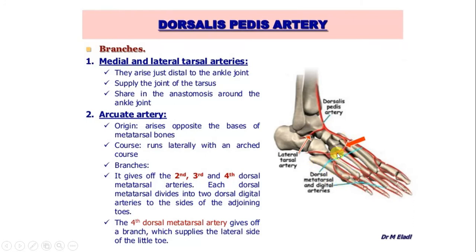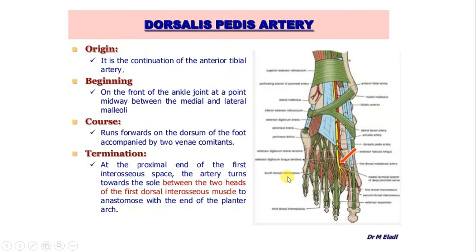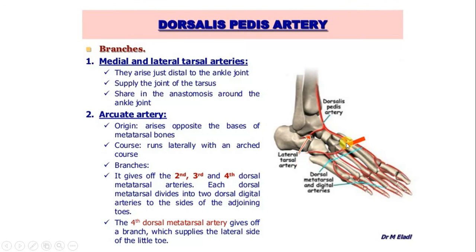So here is the main branch, and here are the genicular and tarsal branches, which supply the tarsal bones and the ankle joint. But here is the arcuate artery. So we have seen that the dorsalis pedis artery takes part in the anastomosis on the plantar side by its first branch, where it terminates, and before that it gives the arcuate artery, through which the second, third, and fourth dorsal metatarsal arteries originate, and they divide into two branches.